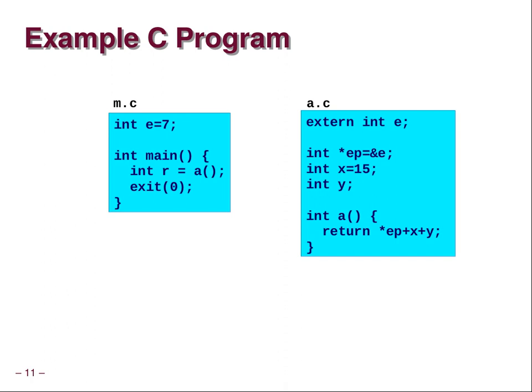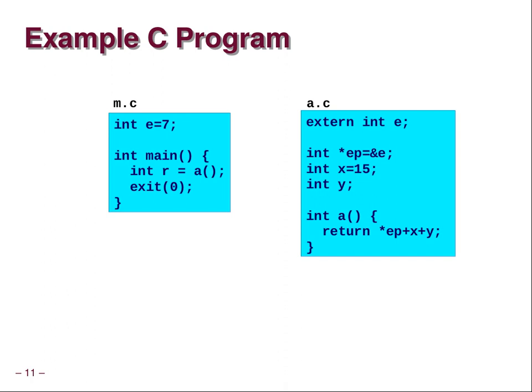I know you're thinking the right thing, let's just make sure we state it correctly. What is EP's type? A pointer to an integer. So EP is going to be a pointer to an integer, and we're setting it equal to the address of E. So EP is going to store the address of E.